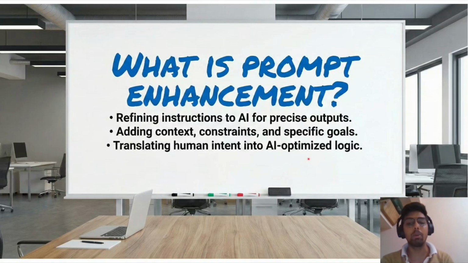Translating human intent into AI-optimized logic means that the more information you give to the AI, the better it becomes. If you tell the AI that you have a budget of 10,000 and you need to invest it in so-and-so stocks, it will only give you stocks. But if you ask it in detail, using the right terminology, it will give you the best outcome possible.